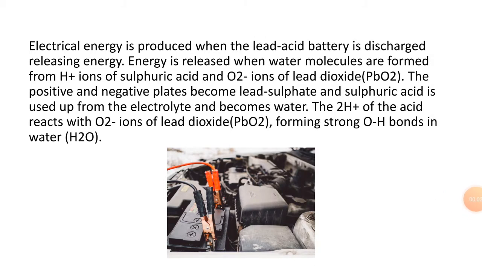Electrical energy is produced when the lead acid battery is discharged, releasing energy. Energy is released when water molecules are formed from hydrogen ions of sulfuric acid and oxygen ions of lead dioxide. The positive and negative plates become lead sulfate and sulfuric acid is used up from the electrolyte and becomes water. The two hydrogen ions of the acid react with oxygen ions of lead dioxide, forming strong OH bonds in water.